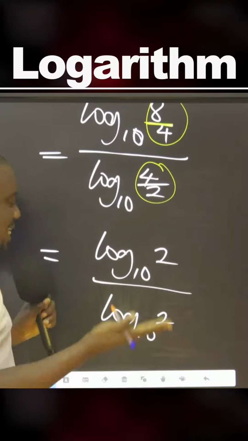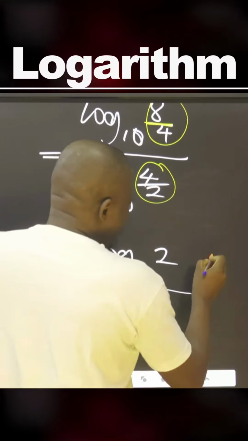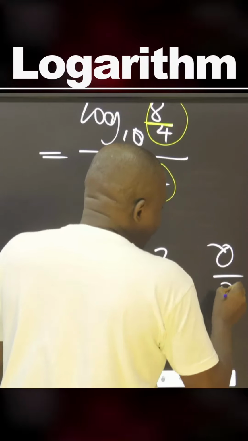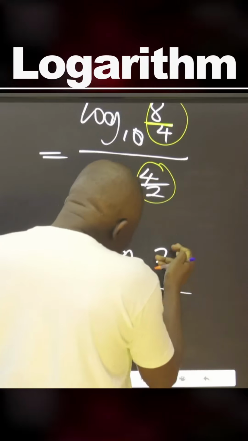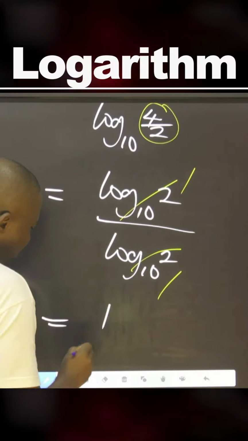This and this are the same. Apply normal arithmetic. When you have an apple divided by an apple, is 1. So if this and this are the same, this one, therefore the answer is 1.